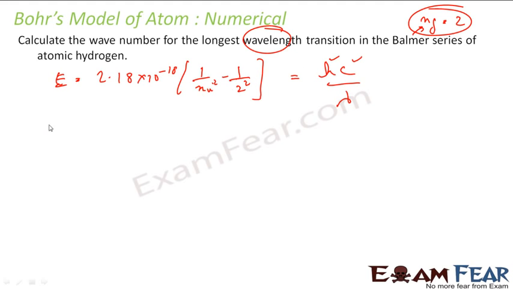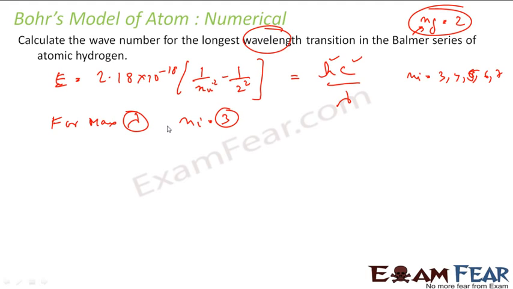Correct? So for maximum lambda, this has to be minimum. This can be minimum when n initial is very close to 2. See, n initial can be more than 2, right? 3, 4, 5, 6, 7, like this. I'm saying I want to maximize this lambda, so minimize this. To minimize this, I have to give n initial its minimum value. Correct? So the minimum value can be 3. And that is my answer.